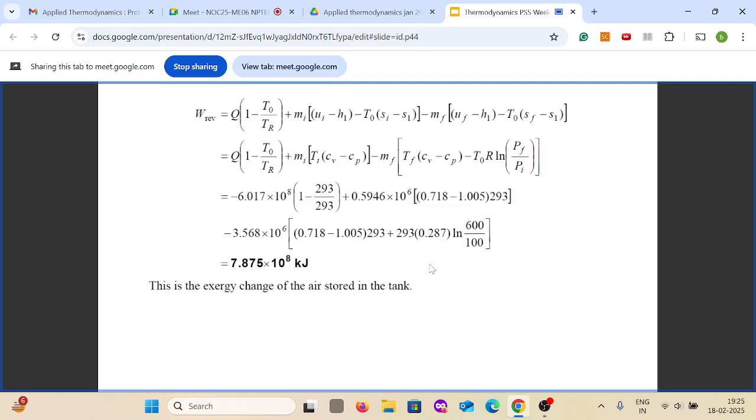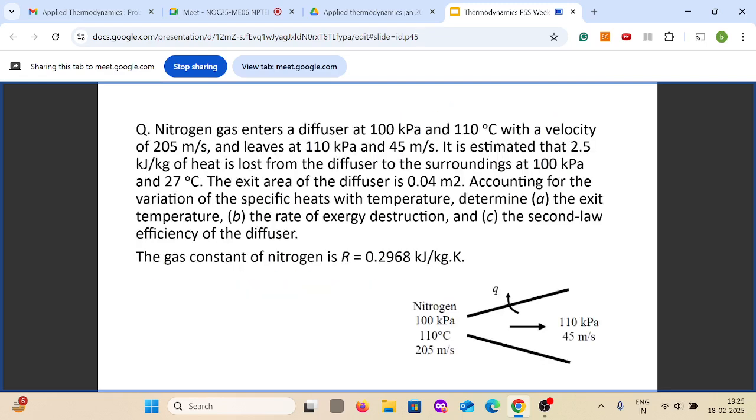Okay, so this is the last problem. Nitrogen gas enters a diffuser at 100 kilopascal and 110 degrees Celsius with a velocity of 205 meter per second and leaves at 110 kilopascal and 45 meter per second. It is estimated that 2.5 kilojoule per kg of heat is lost from the diffuser to the surroundings at 100 kilopascal and 27 degrees Celsius.